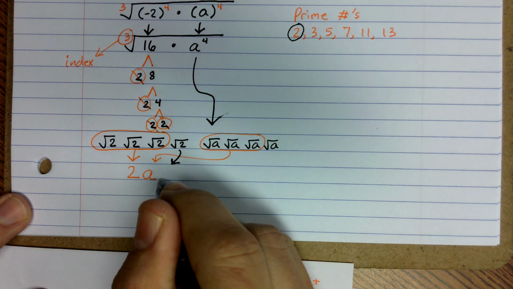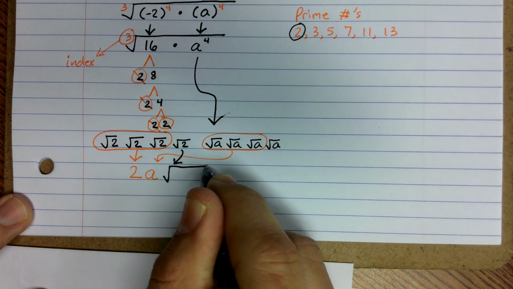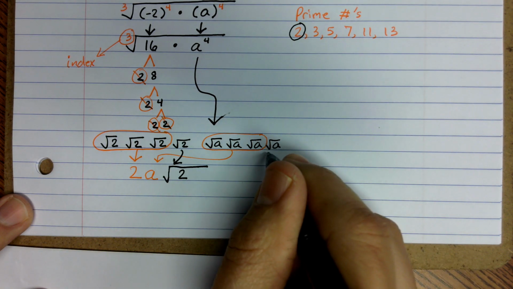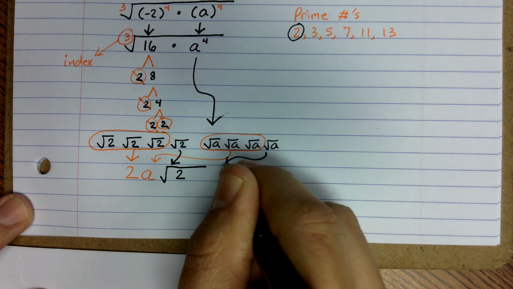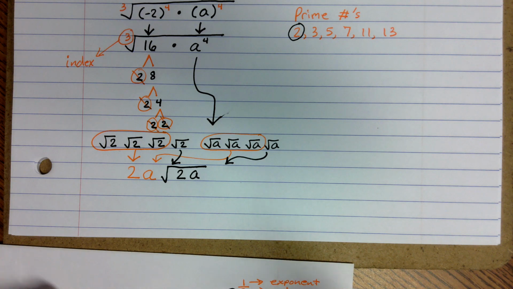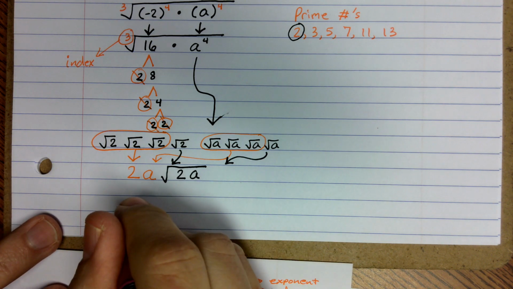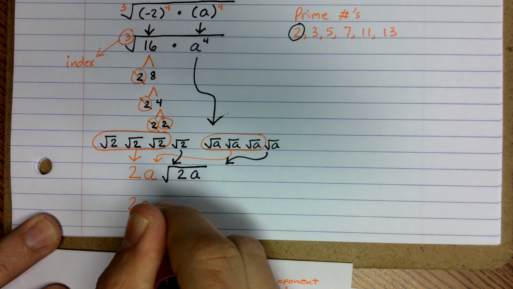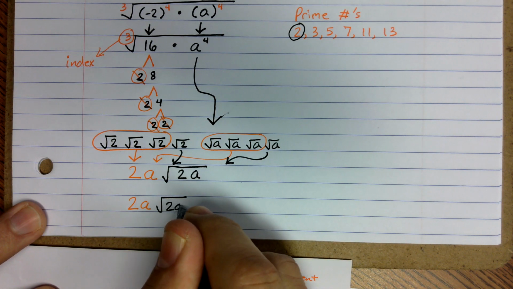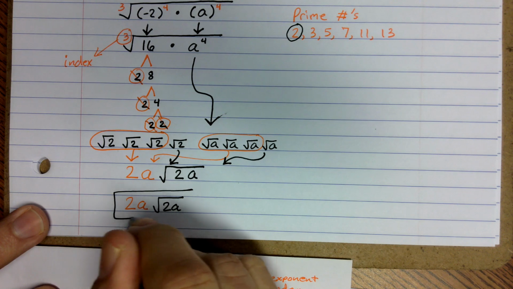So for instance, square root of 2, I'll put that right here. Notice I am going to extend my radical a little bit because not only am I going to put the 2 in there, but we also have a square root of a that we need to put in there as well. And so we're just putting them back together. And so my final answer for this problem is 2a square root of 2a. And that's my final answer.